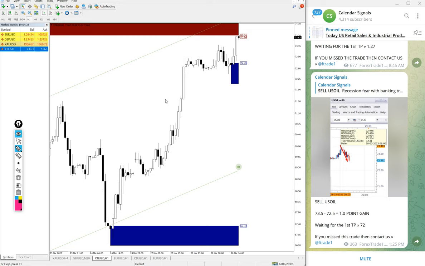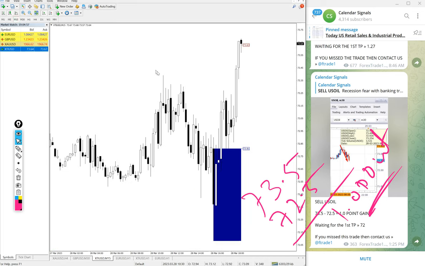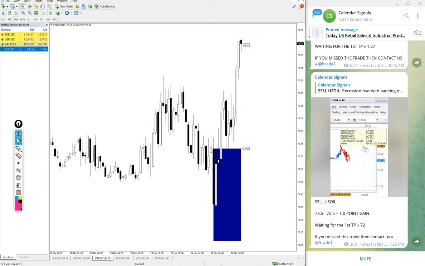First, US oil performed well. Sell US oil we gave today. Entry at 73.5 till 72.5. One point movement in US oil will give you good profit. 1 point moved, then after that it went up. So 1 point gain on sell US oil.